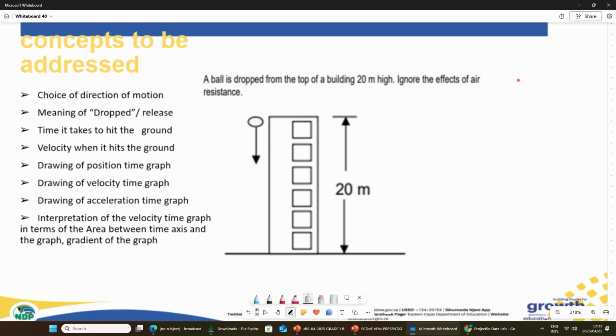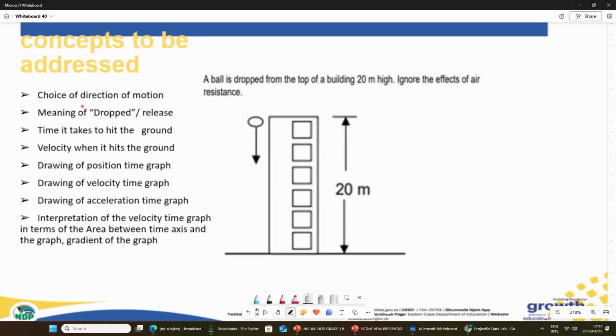So now let's look here. This is the most important part about this topic: the choice of direction. Remember, the choice of direction is entirely up to you, whether you choose up is positive or down is positive. But in our case, the object is going downwards, and that's the only motion we have. So it is wise that we take down as positive in this case, because everything is going downwards, okay? Everything that goes up will be negative.